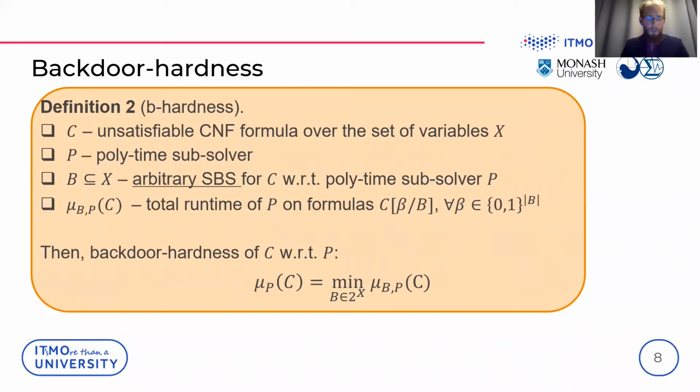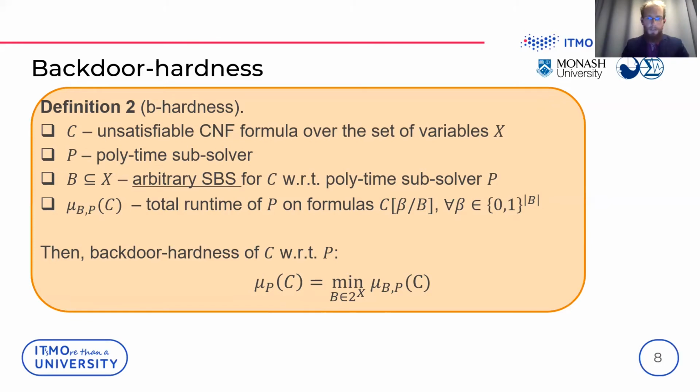The results of Ansótegui et al. lead us to the following definition of backdoor hardness for an unsatisfiable formula C and polytime subsolver P, and an arbitrary strong backdoor set B. We can define the hardness of the formula with respect to this SBS and subsolver P as the total runtime of this subsolver P on all weakened formulas C beta B. And then we can define the backdoor hardness of the initial formula C with respect to the algorithm P as the minimal hardness across all strong backdoor sets.